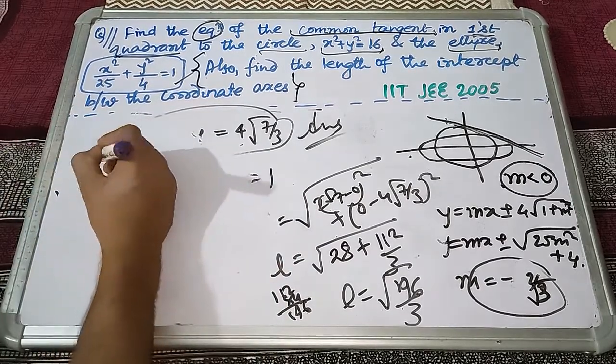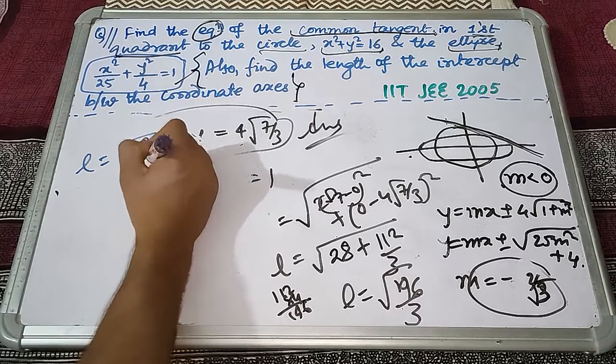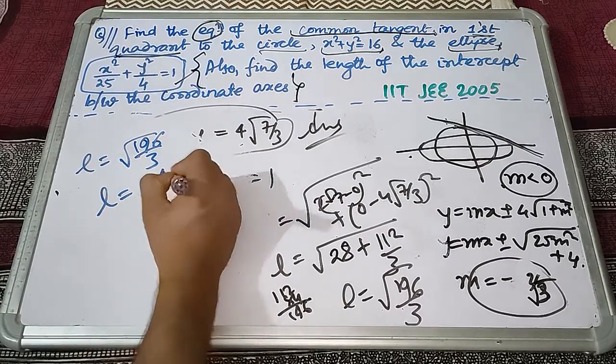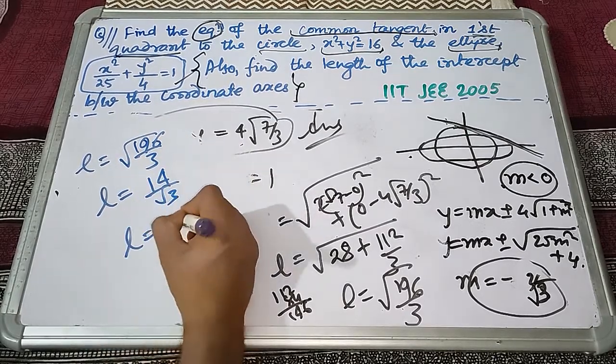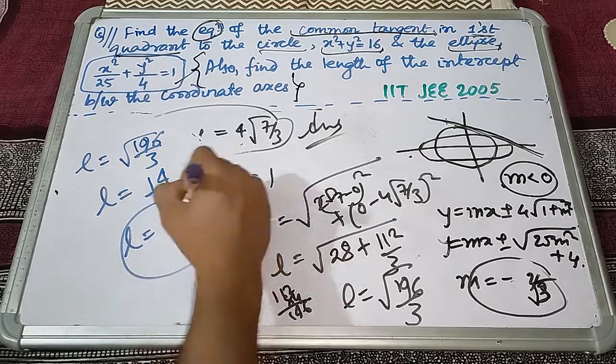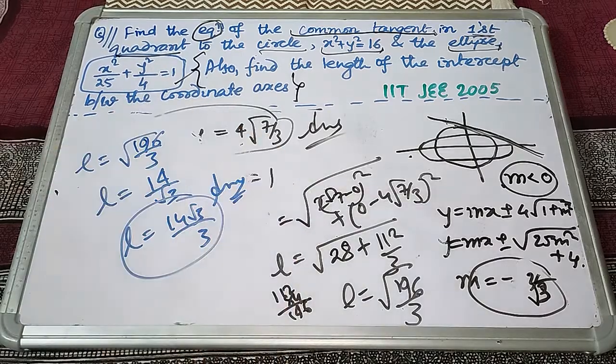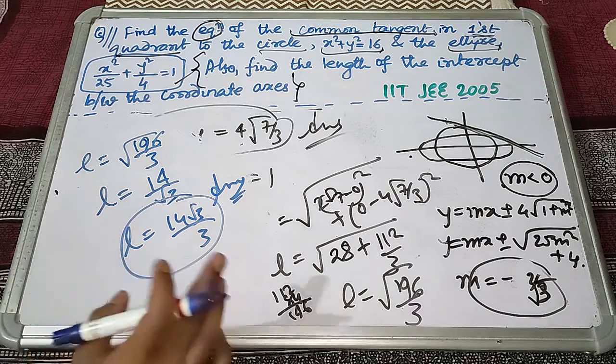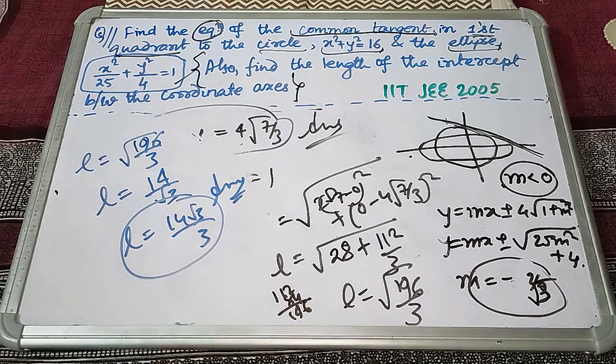So what we see is that L equals under root 196 by 3. Therefore, L equals 14 by root 3, which is 14 root 3 by 3. This is your final answer. Sorry for the untidy work, but the workspace is less. That's why kindly bear with it.